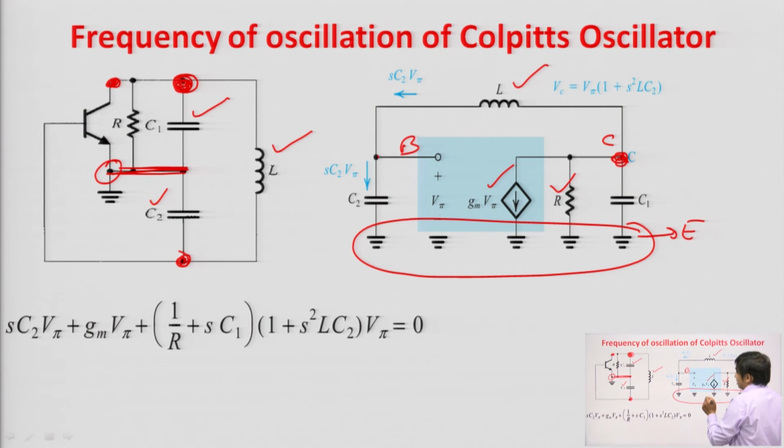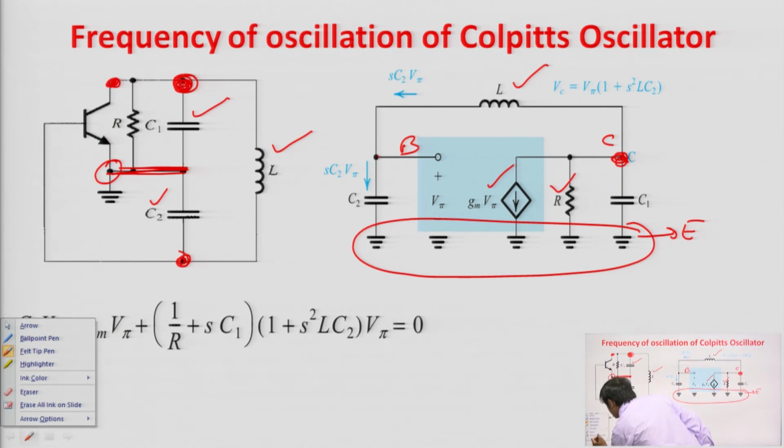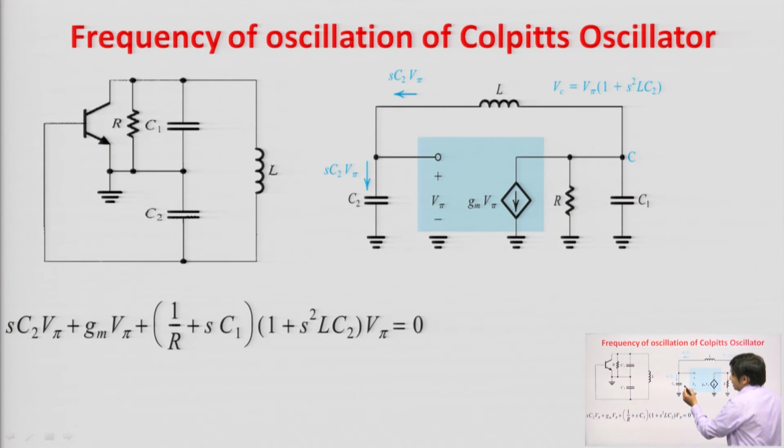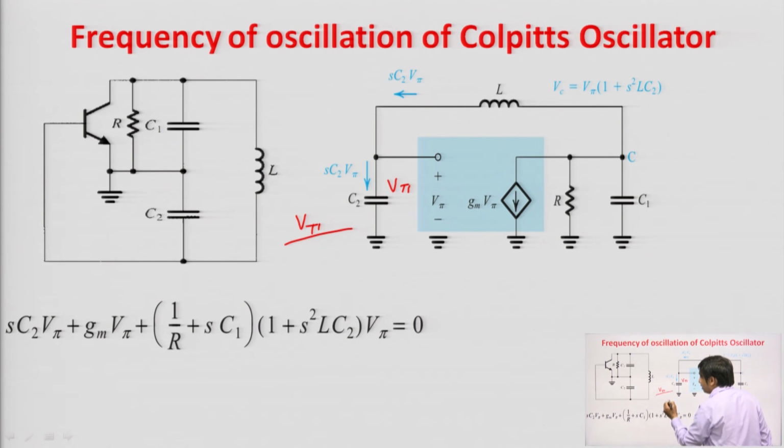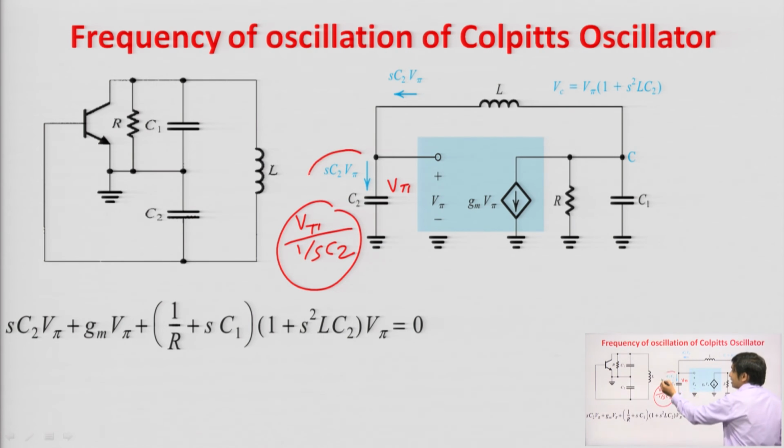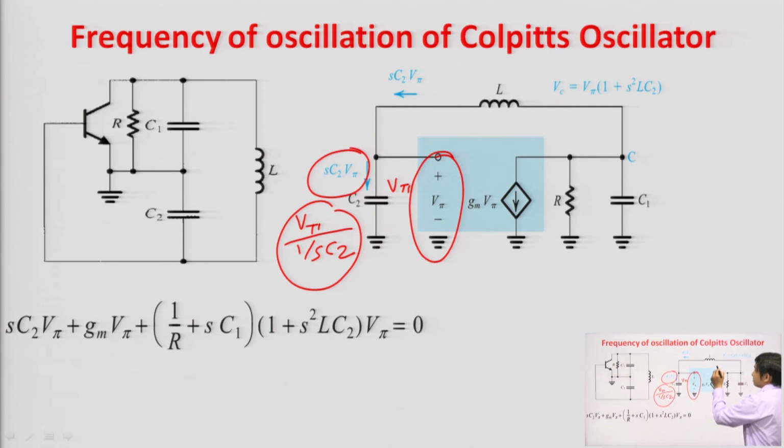Now, see how we solve it. The voltage across C2 is V pi. So, what will be the current flowing through C2? The current flowing through C2 will be the voltage across C2 upon the impedance of C2. Impedance of C2 is 1 by sC2. So, the current flowing through C2 is sC2 into V pi. Since this is open, the complete current will flow through the inductor L.